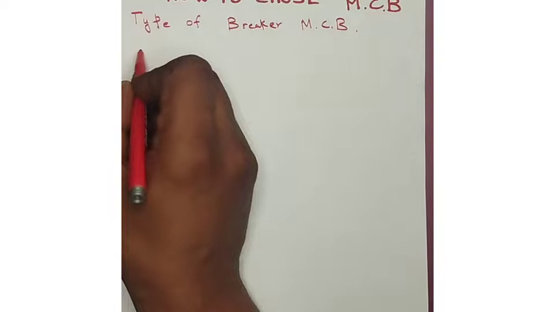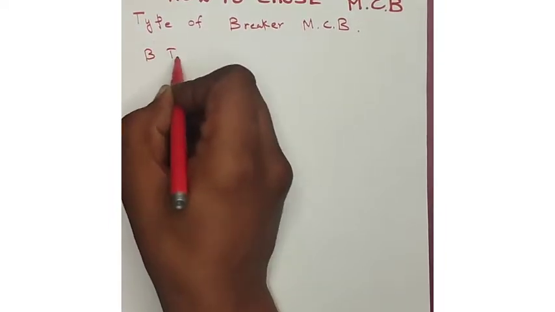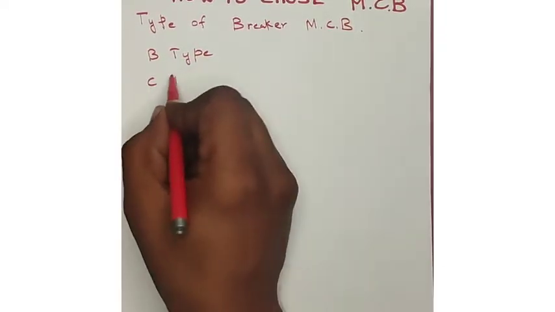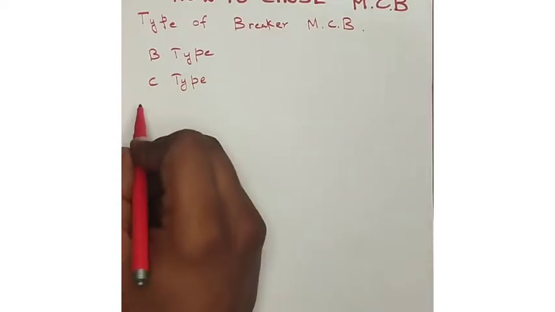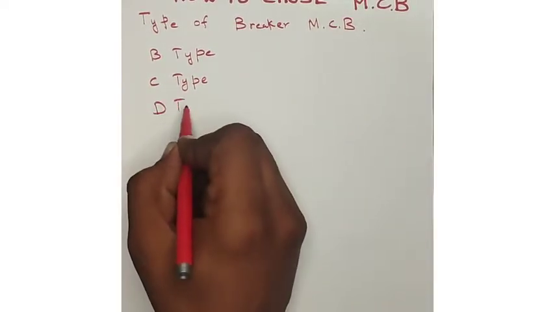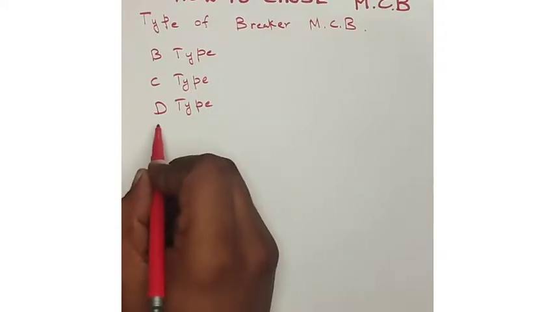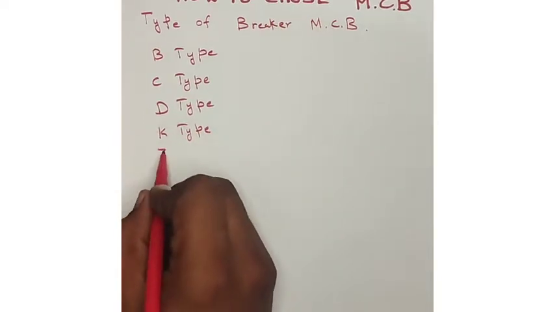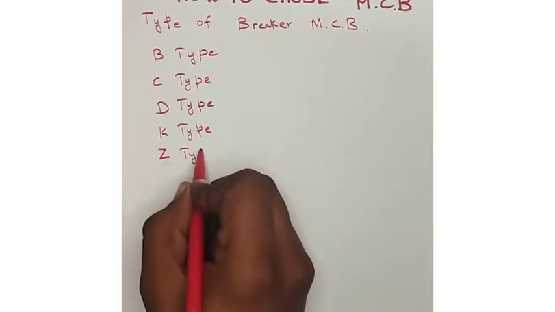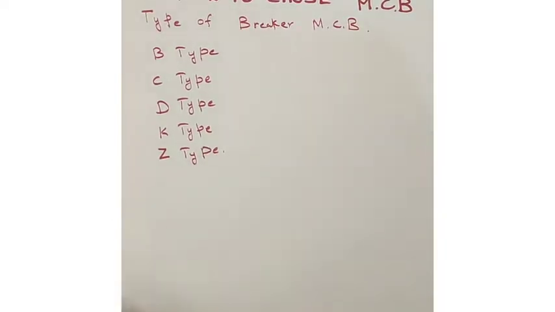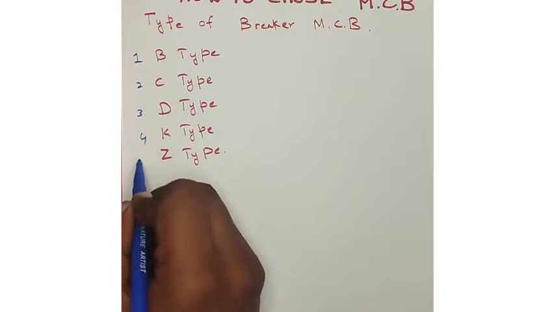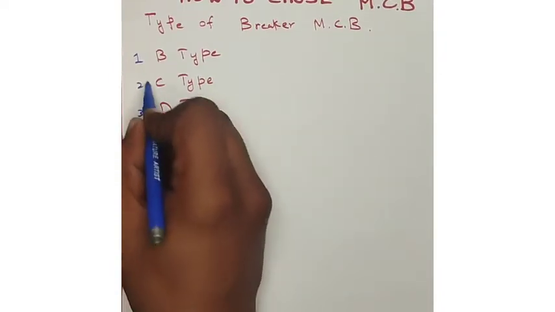Like B type, C type, D type, K type and Z type. Friends, these 5 types of MCB we can use in normal routines. So we will discuss the difference between these 5 types.